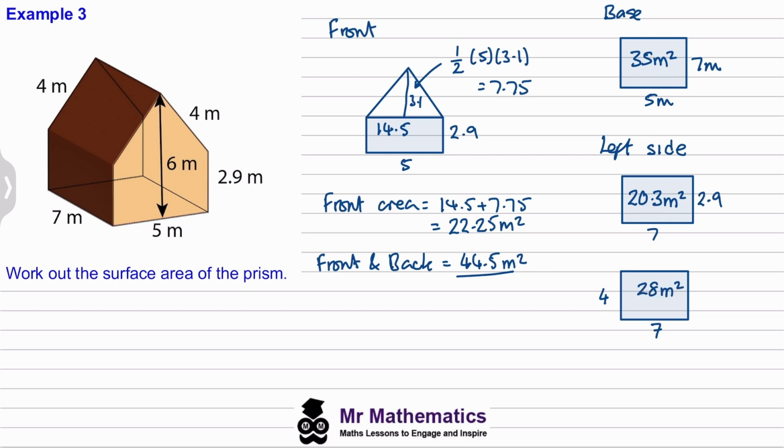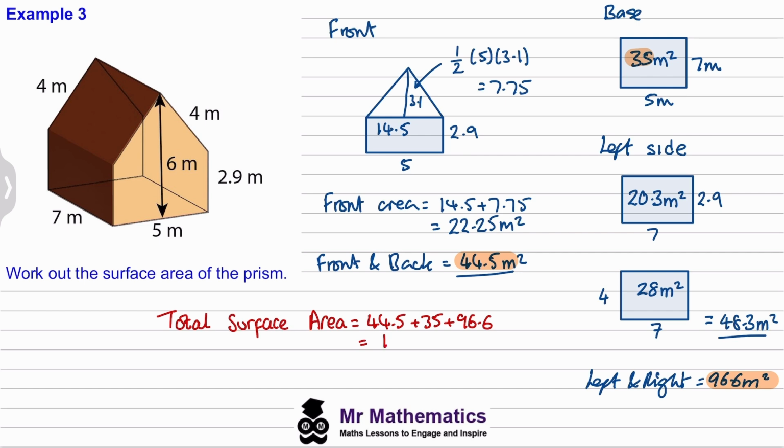So we'll add each of these together for the total on the left-hand side. And we get a total of 48.3 meters squared. And we know the right side would be the same. So the left and the right side will multiply this area by 2. And we get 96.6. So the total surface area will add up the front and back, the base, and the left and the right hand side. And we get 176.1 meters squared.